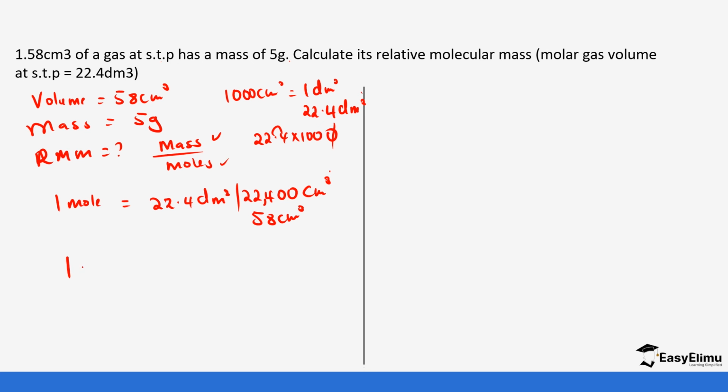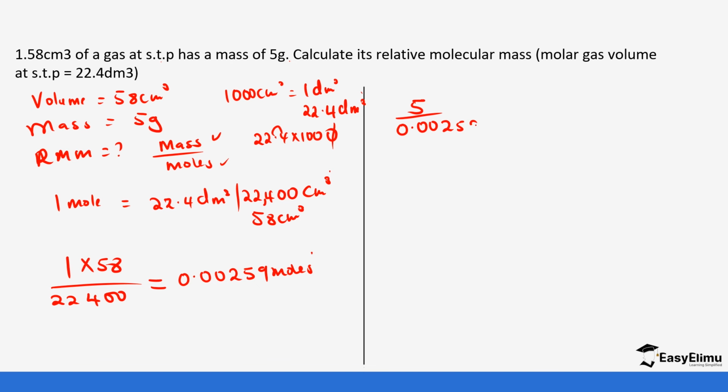We cross multiply, so it's 1 mole times 58 divided by 22,400. Let's see how many moles took part in this reaction. It's going to be 0.0025 moles. Now if you look at the formula for calculating molecular mass, we have the mass which is 5 grams and the moles which is 0.0025, which gives us about 1930.5. This is the molar mass.